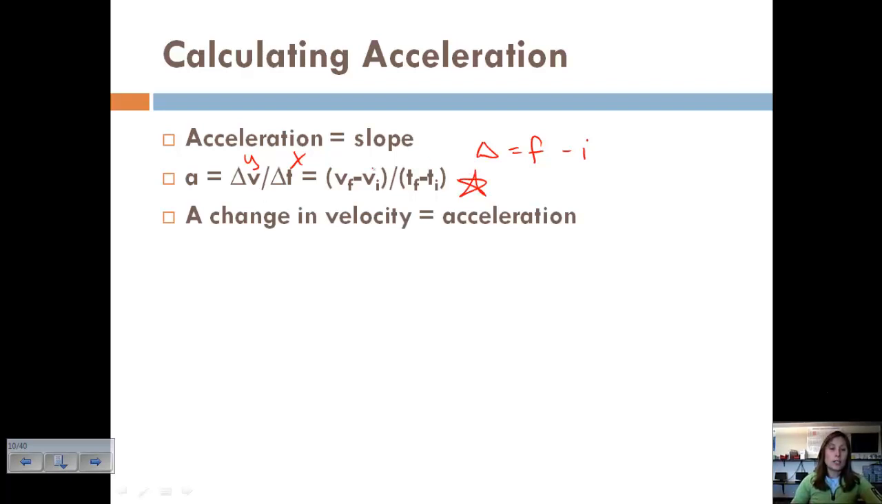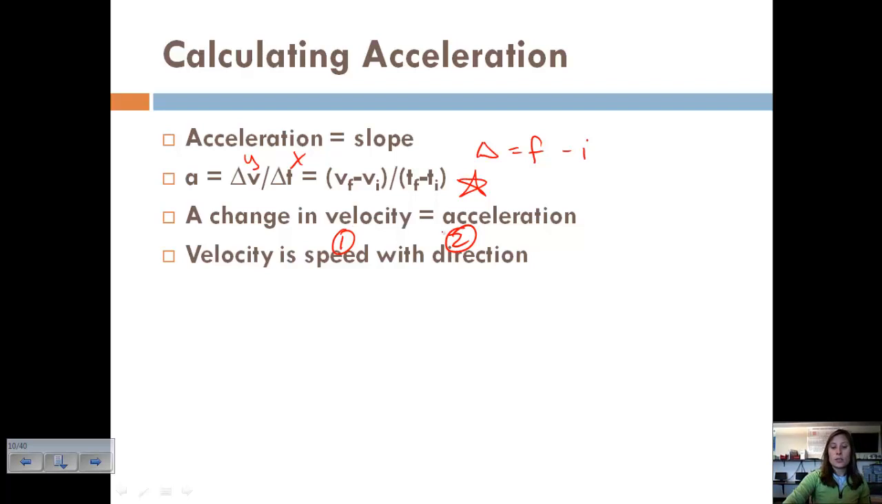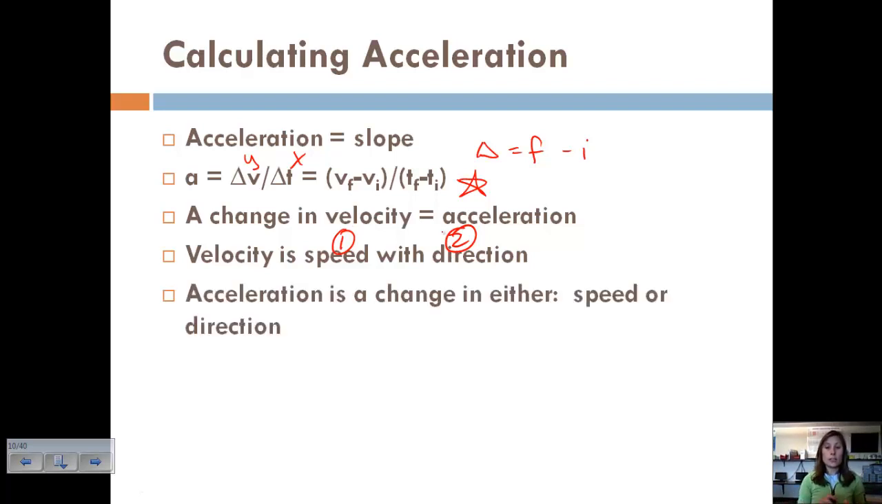So since acceleration is a change in velocity, we know that we can break velocity down into two parts. It has speed, and it's also in a particular direction. So if we change either of these things, that's a change in velocity, which is acceleration. So acceleration could be a change in either speed or direction or both. Usually it's just a change in speed, but it could be constant speed changing direction, which might be kind of hard to do.